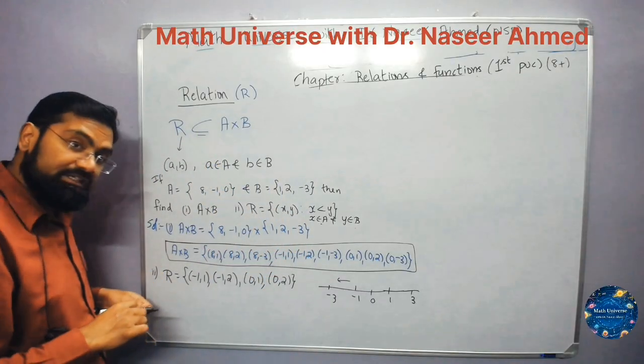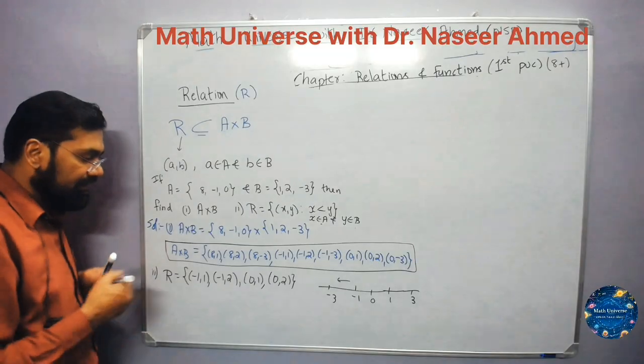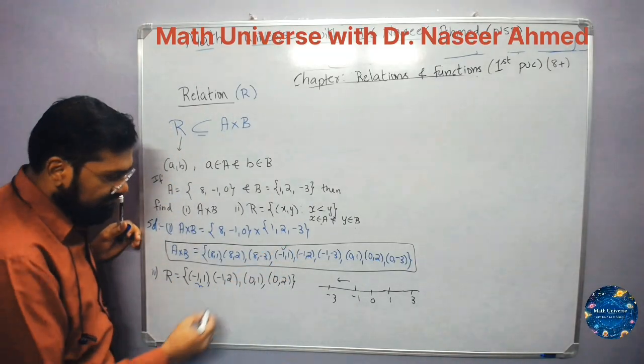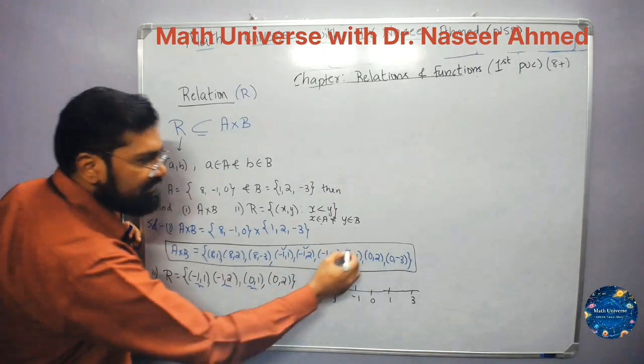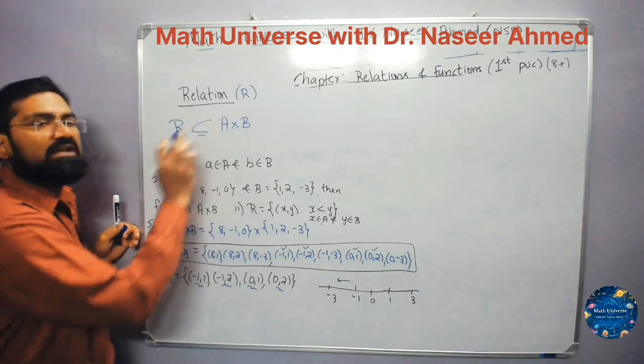Fine. Now observe the elements carefully. Can you see this element? Minus 1 comma 1 is present here. Can you see minus 1 comma 2? It is present here. Can you see 0 comma 1? It is present here. 0 comma 2 is present here. That's what we said: R is a subset of the Cartesian product.